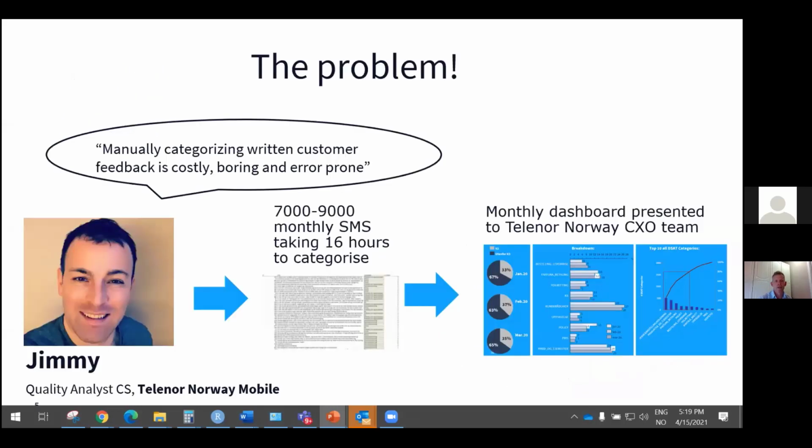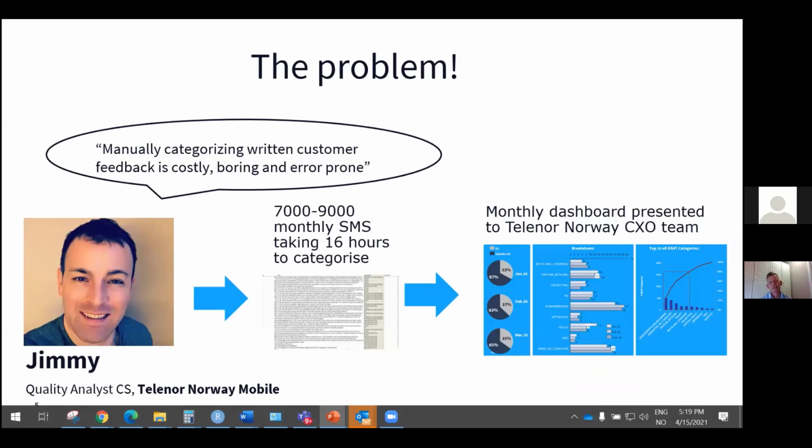All right. So here's the problem. On the left-hand side here, you see Jimmy. He's a customer analyst, works customer service in our Norwegian operation. He's a good friend of mine. And he actually works with all this feedback, all these messages that we get from our Norwegian customers.